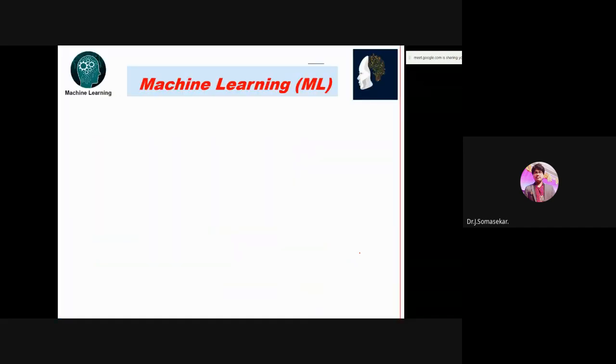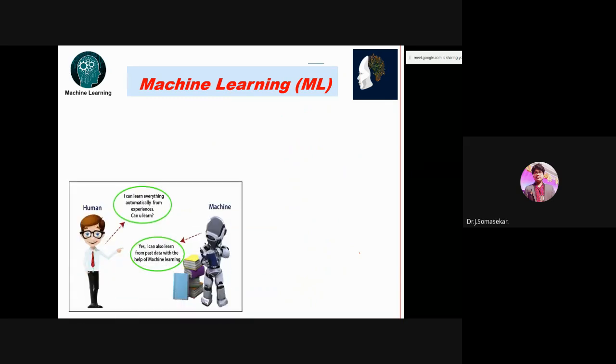So first we'll see what is machine learning. Of course, machine learning is a component of data science. But what is machine learning? Whenever I take a human, we can learn based on experiences, but how will a machine learn? Of course, a machine can also learn based on data with the help of some machine learning models or algorithms. So that is the basic machine learning concept.